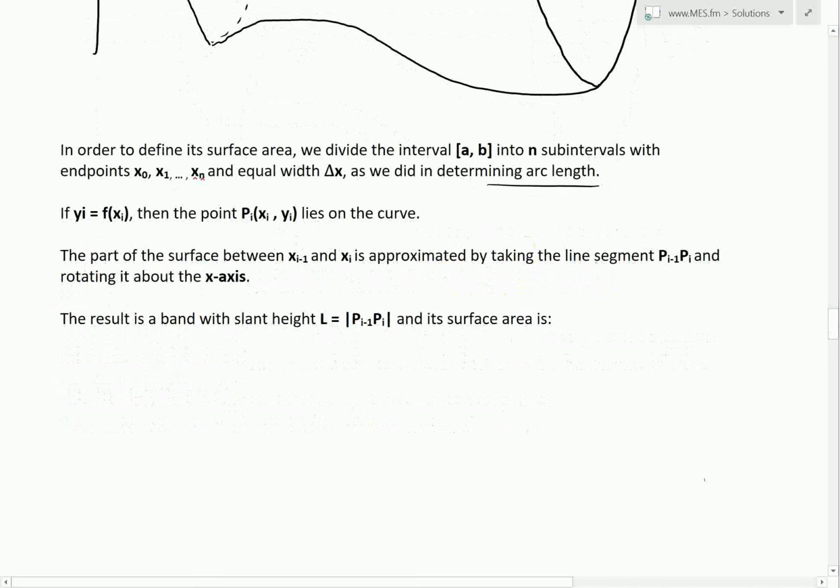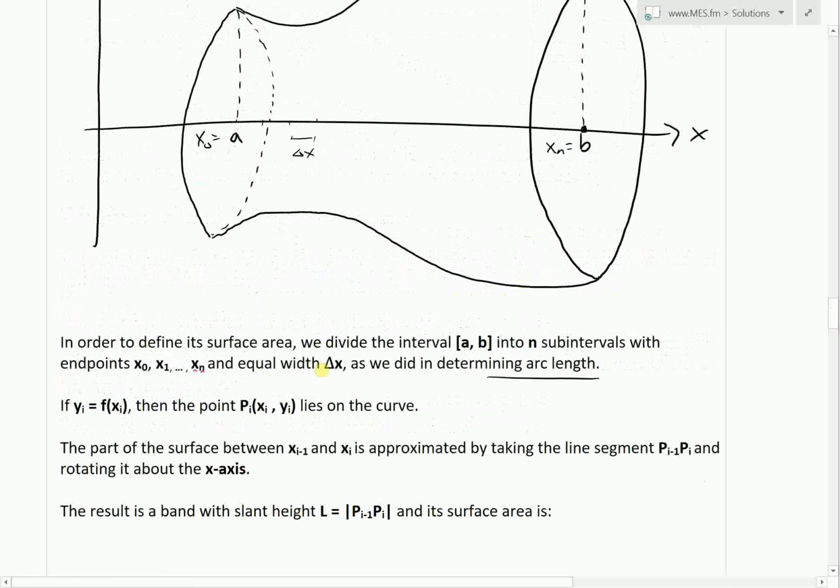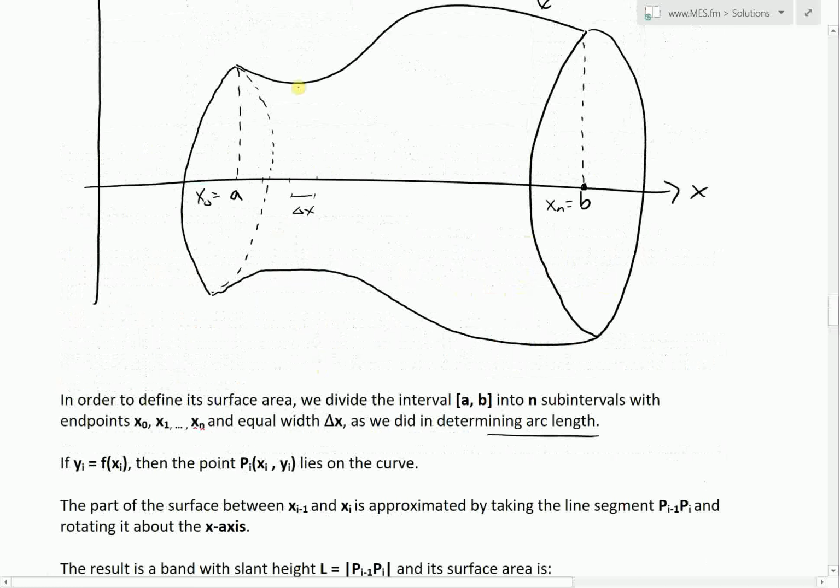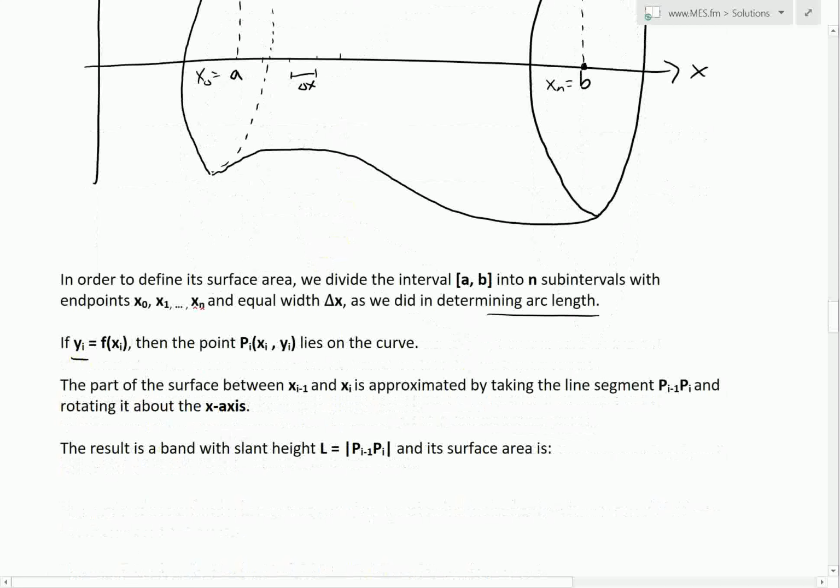This is all similar to what we've done before in determining arc length, so make sure to watch that video. When we take these parts right here, we're going to rotate them all around. So at this point here, this is going to be a rotation like that, and so on across. I'm just going to ignore that. The idea is to break it up into a bunch of bands.